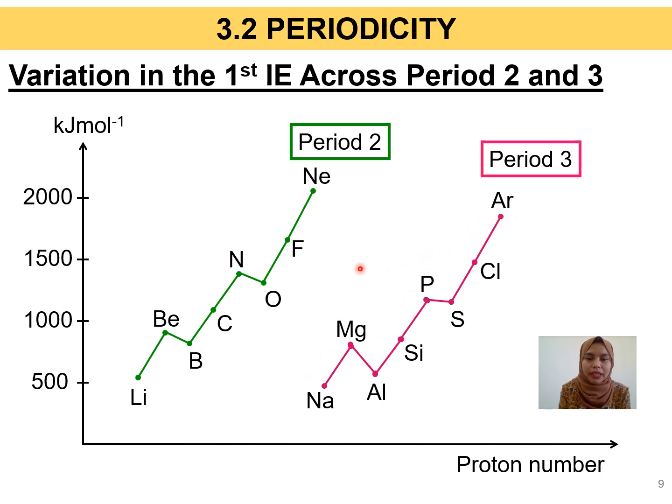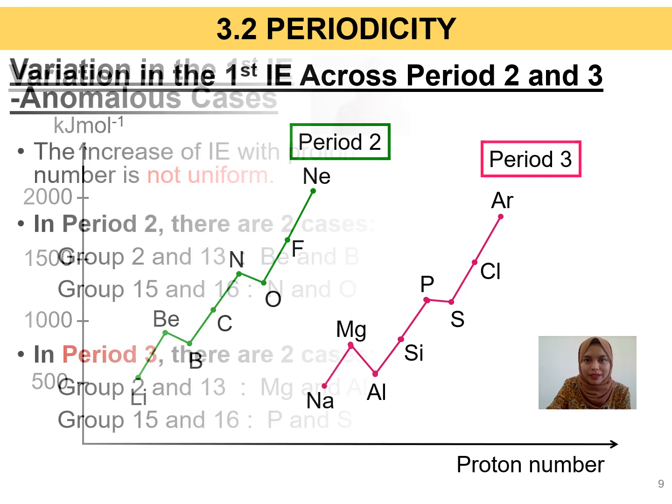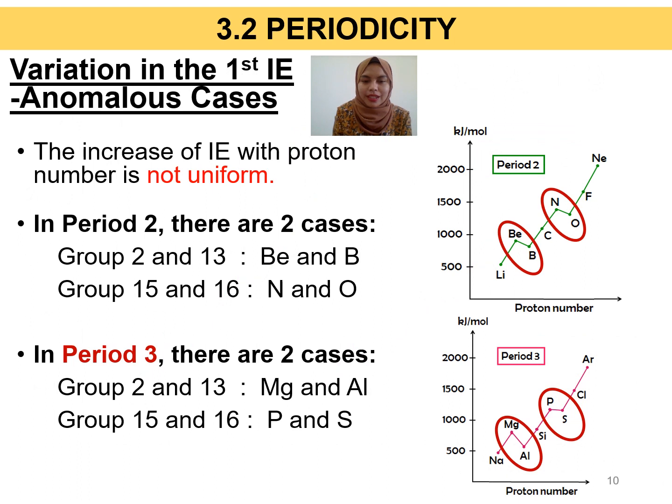Okay, tapi ada anomalous cases. Ni macam tercoek. Ni pun tercoek. Macam dekat period 3. Ada tercoek dekat Mg Al dan juga P N S. So kenapa? Sebab tercoek tadi itulah dekat graf tu, itulah yang kita namakan sebagai anomalous cases. Okay, so there are anomalous cases in the period 2 and period 3 in the periodic table of elements.